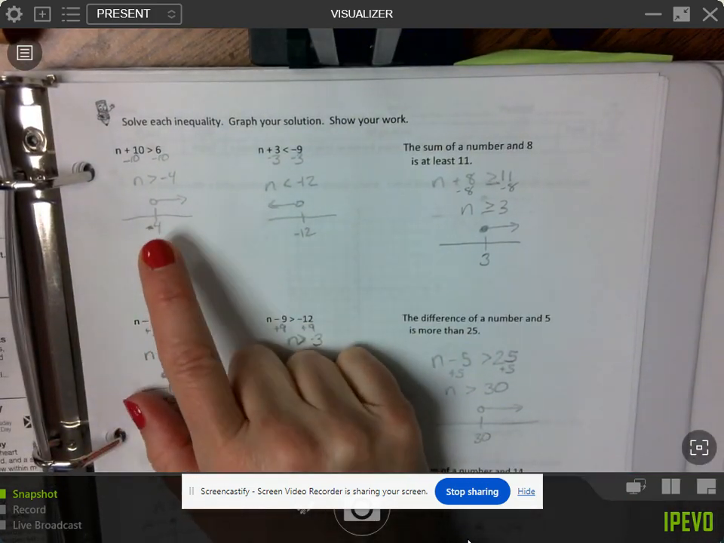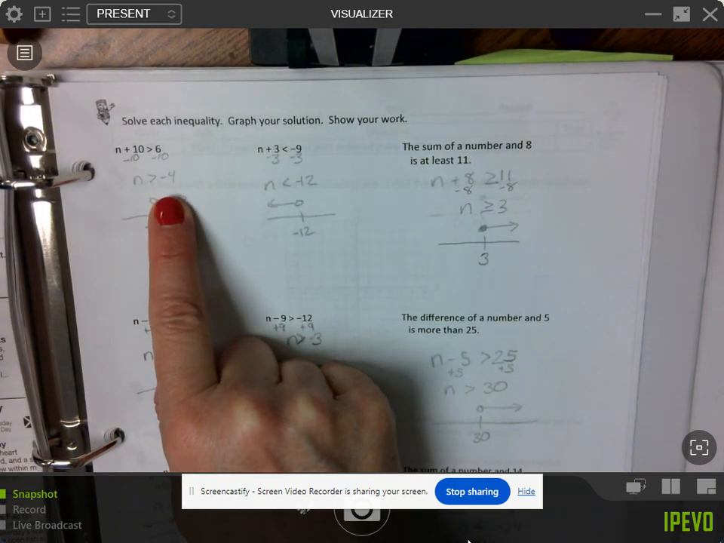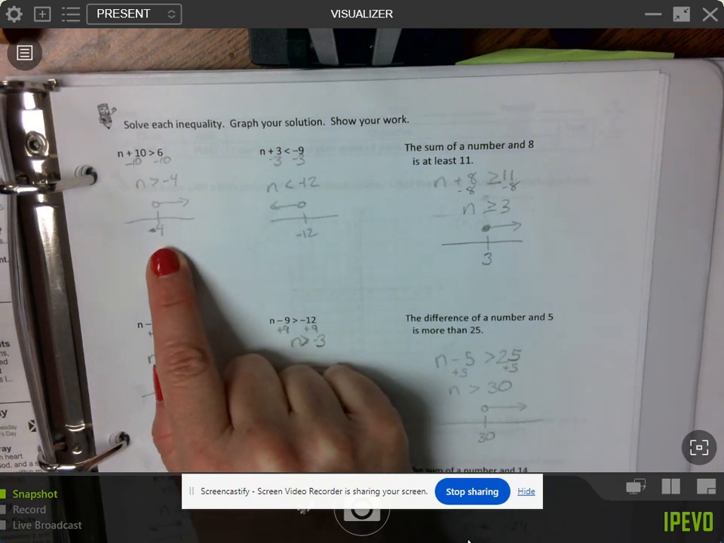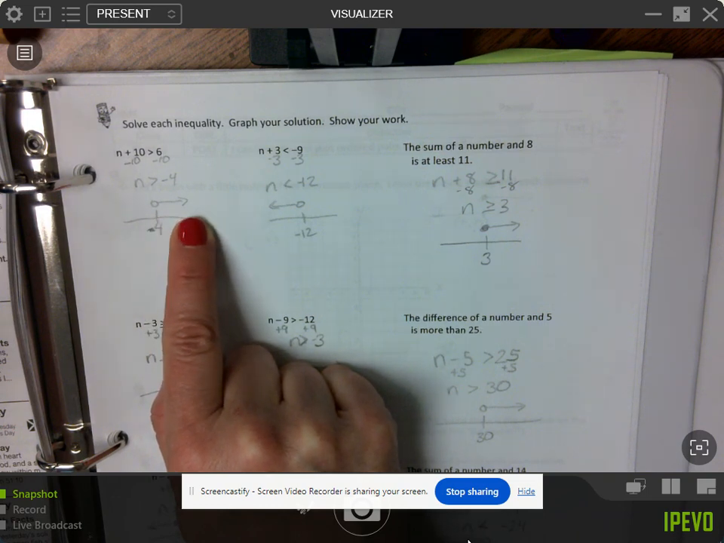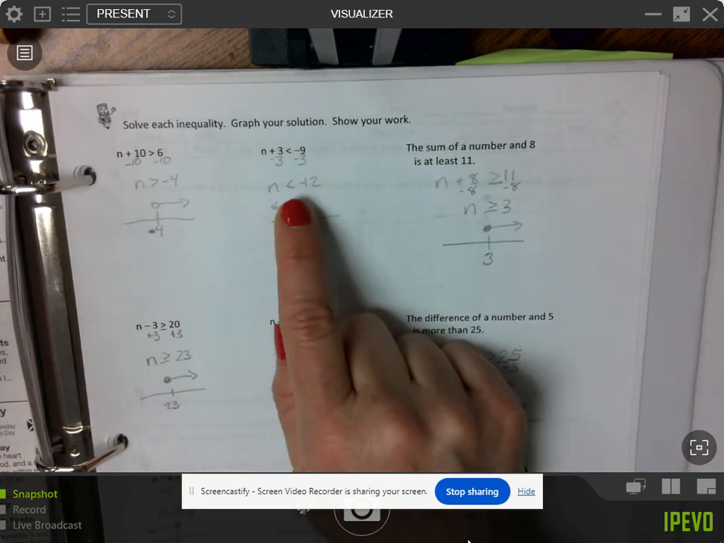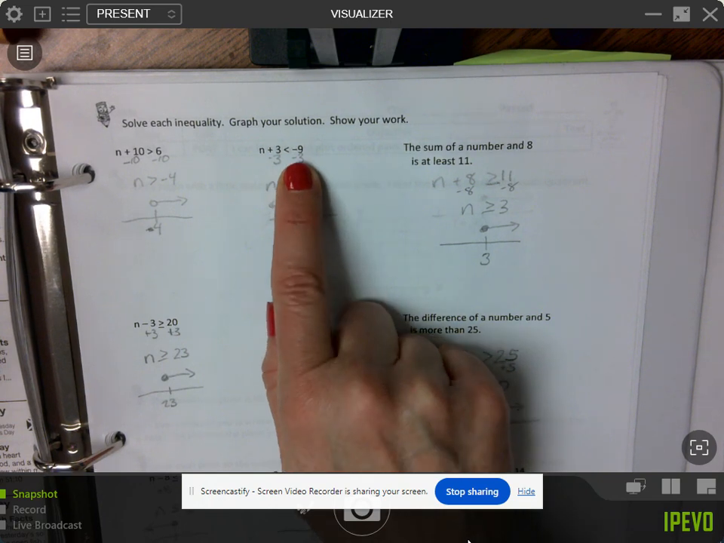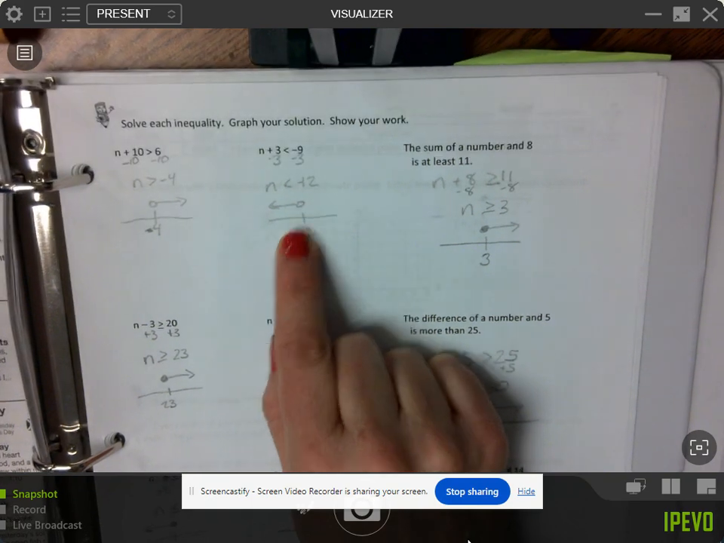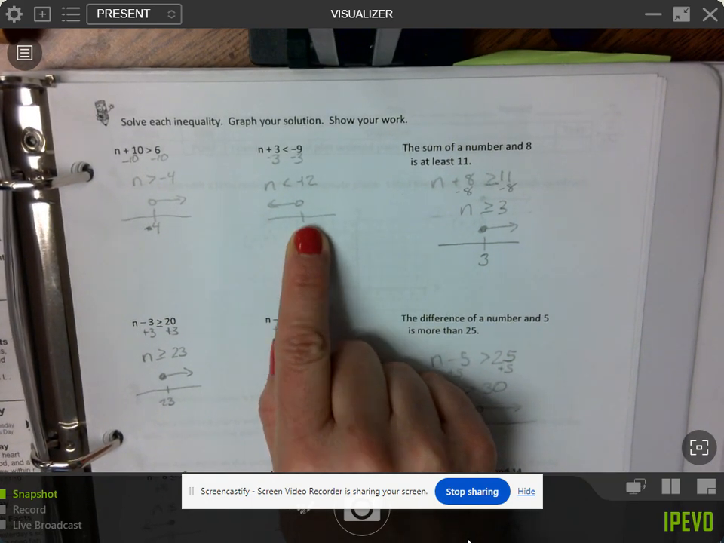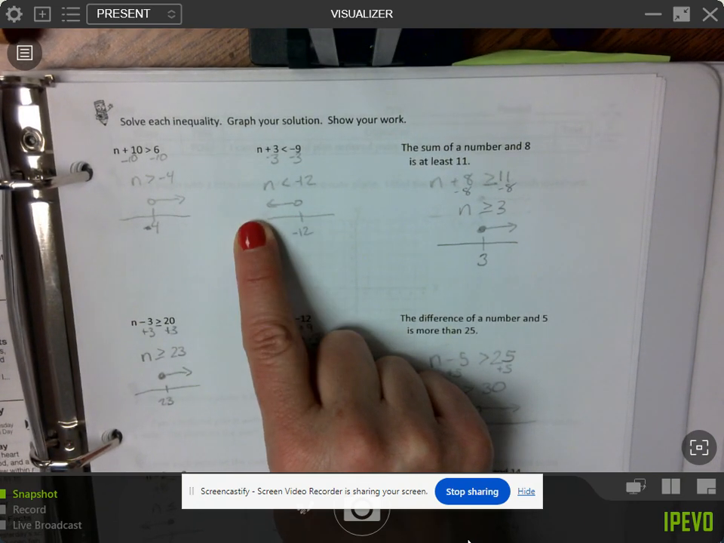Top row. We had to subtract 10 from both sides, so n is greater than negative 4. On the number line, we have a negative 4. Our circle is open because it is not equal to, and it is pointing to the right because it is greater than. Then we have n is less than negative 12 because negative 9 minus 3 gives us that negative 12. So our number line has negative 12.